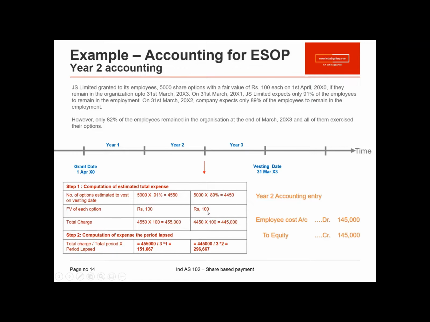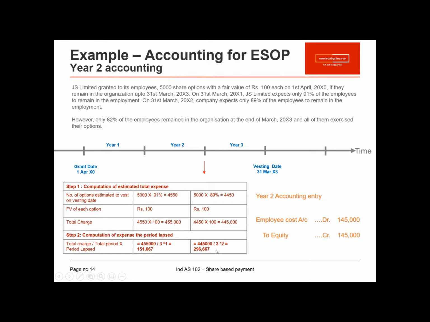Why? Because it's an equity settled scheme and the fair value of an option will not change in this case. It will always be the value which was applicable as on the grant date. So my total charge comes out to be 4450, the new estimated number of options as at the year end, multiplied by the fair value as on the grant date, giving you a total charge of 445,000. Now, this was the total charge that you have estimated for the total scheme, which is for 3 years. And how many periods have already lapsed? It is 2 years have already lapsed.